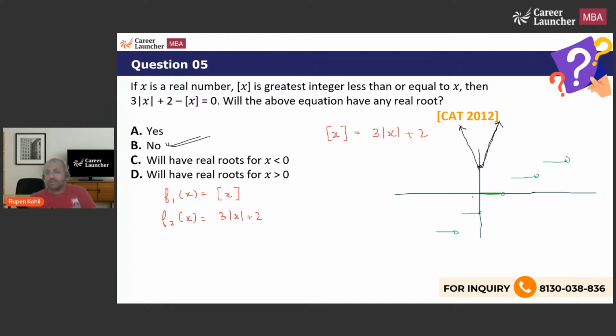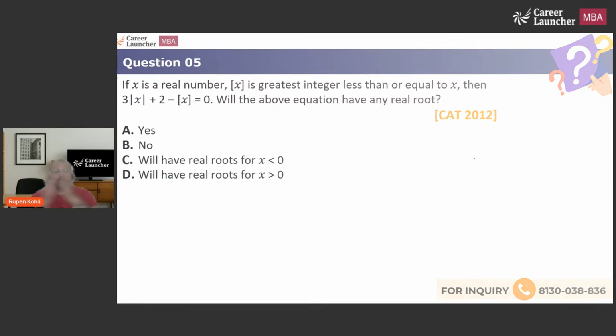Because this is a graph which is always lying below the line y equals x, right? It is always lying below or at the level of y equal to x, and that line is below 3 mod x plus 2. So no point of intersection ever, isn't it? Isn't it a very interesting thing to look at a question from the graphical point of view? So think graphically whenever the algebraic perspective becomes difficult. That's the moral of the story.